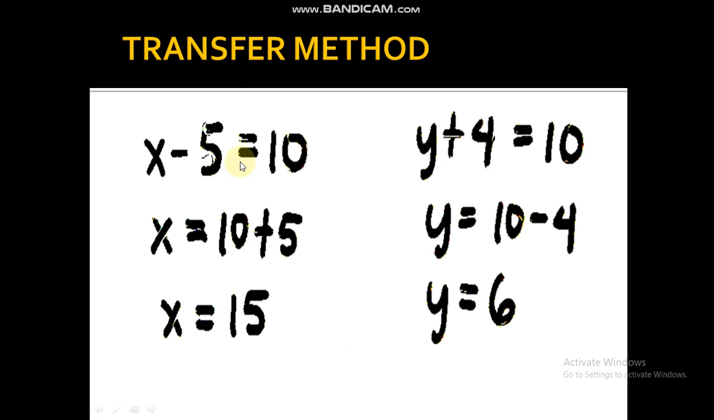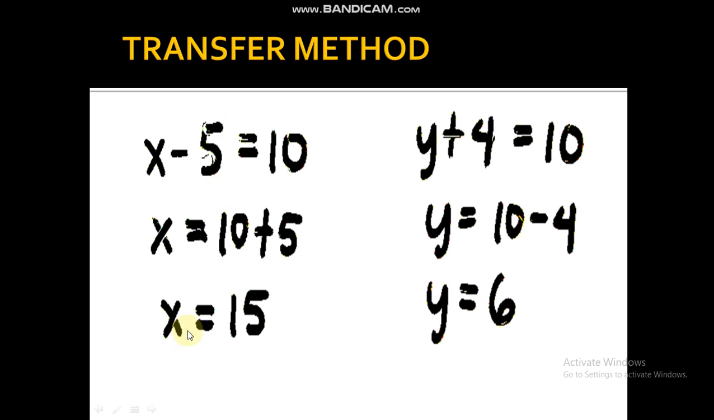Okay, so let's have the transfer method. If you combine the subtraction and the addition properties of equality, that combination gives you the transfer method. In the transfer method, you simply transfer the unwanted term to the other side so that you can readily solve for the value of the unknown.